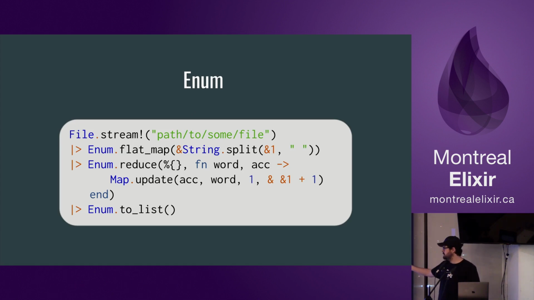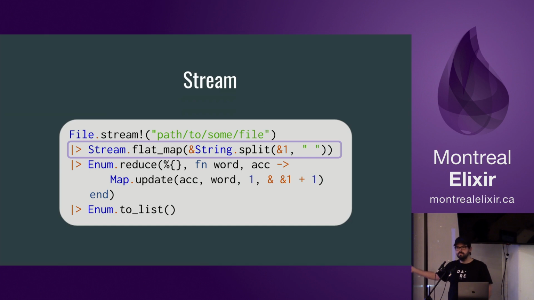We can use Enum to do that. This example also came from the documentation, where I'm counting words inside a file. I have a file, then I flat map, splitting by line break and by space. Then I reduce, counting the words, and put them in a list. It works. Enum has a problem: if my file is too big, it loads the entire file in memory at once, and that's not nice. But then again, Elixir gives me streams. A stream is basically a recipe, and it only starts processing when I do the reduce.